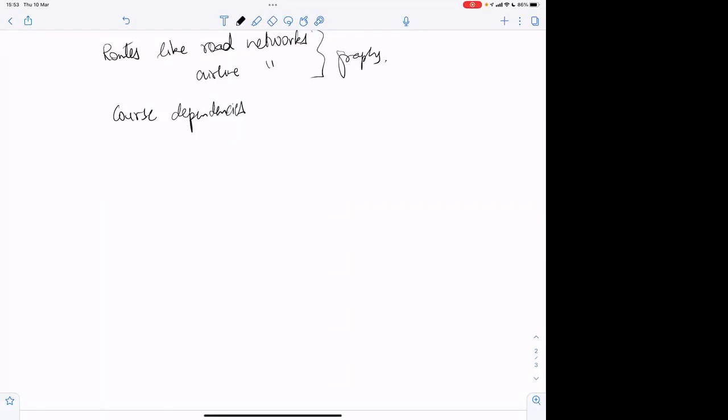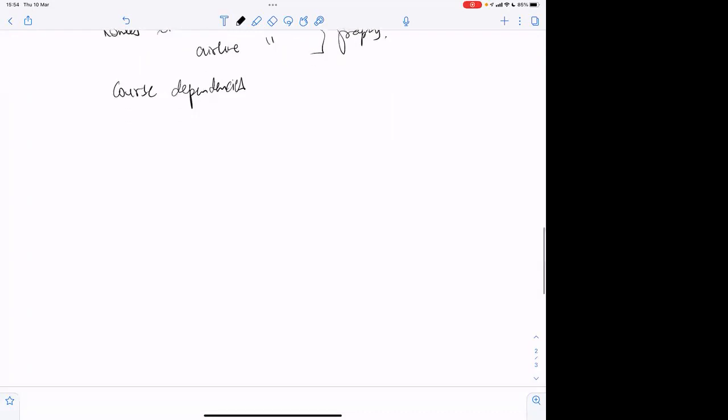So you have courses C1, C2, up to CK, and there are some dependencies, some prerequisites, some course is a prerequisite for another course, and so on, correct? And so that can be represented as a graph, correct? So now how do you formally define a graph?